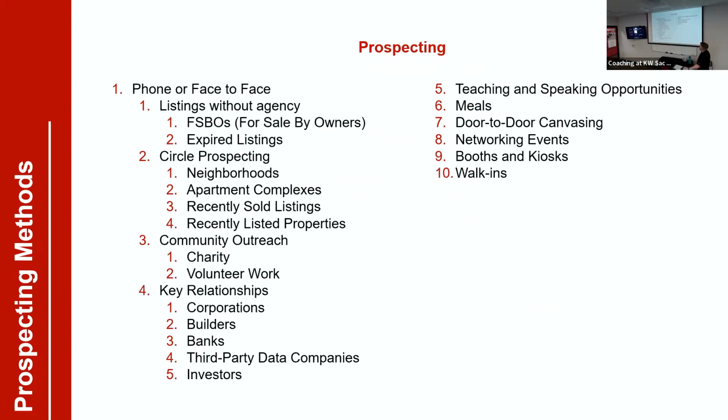So here's a couple of ideas of what prospecting looks like. First off, we're going to start off with phone or face-to-face. So here's a couple of ideas that are really great to start off right offhand: listings without an agency, that's for sale by owners and expired listings.